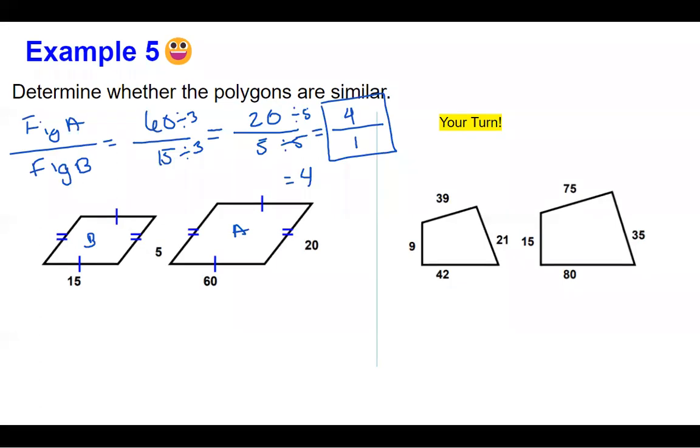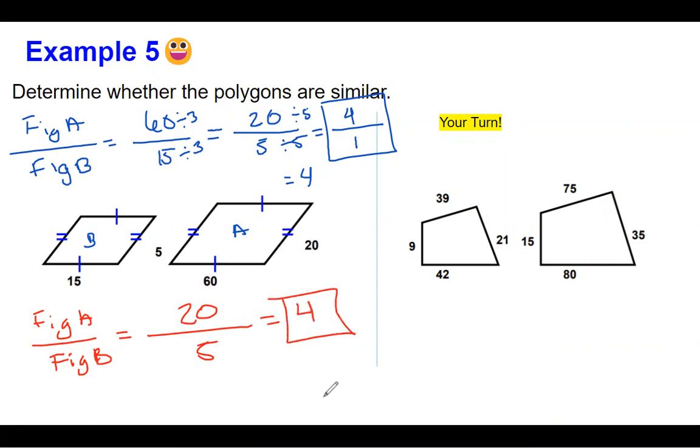Pass it on, Brian. Let's see if you can help me with the second ratio. All right, Jose, help me with the second ratio. So it's figure A over figure B. 20 and 5. 20 divided by 5 is 4. So do I have similar figures? Yes, I do. So these are similar.